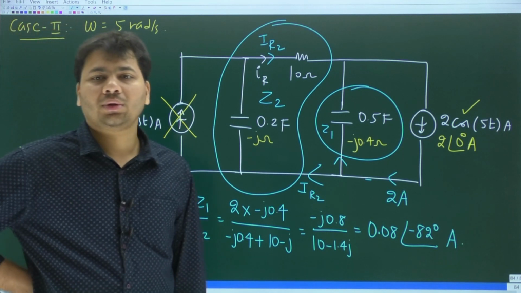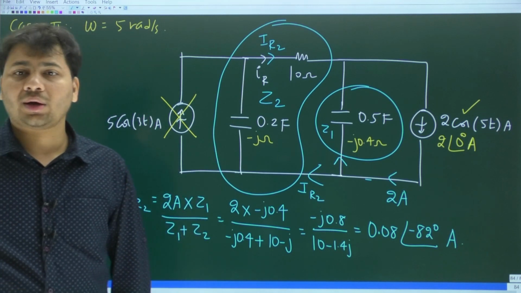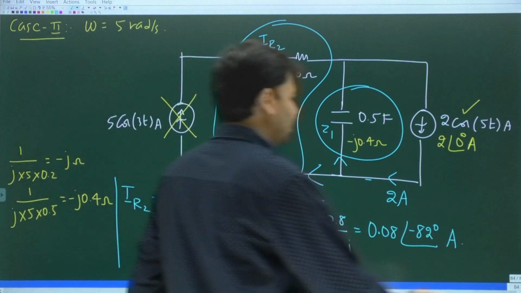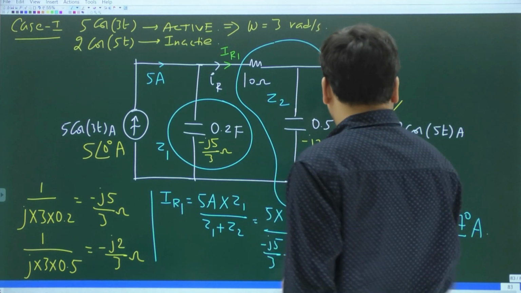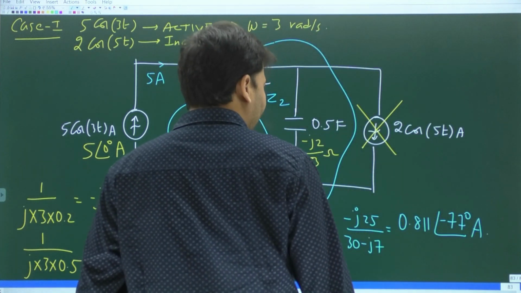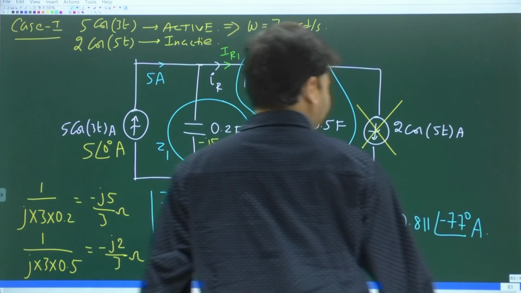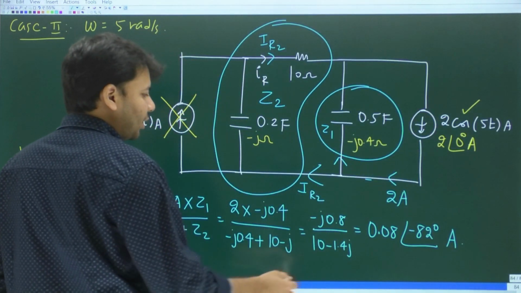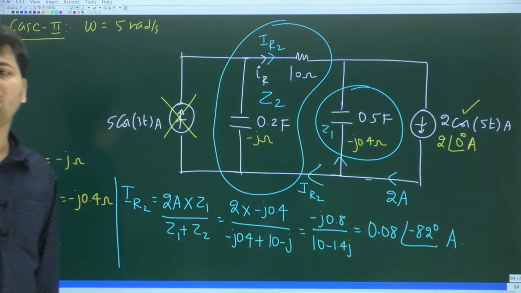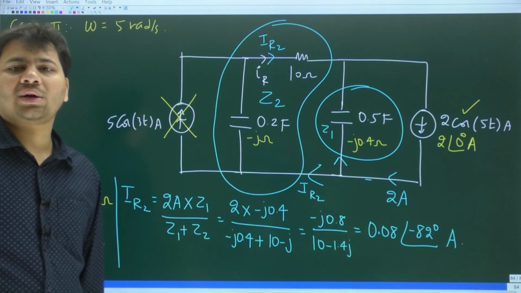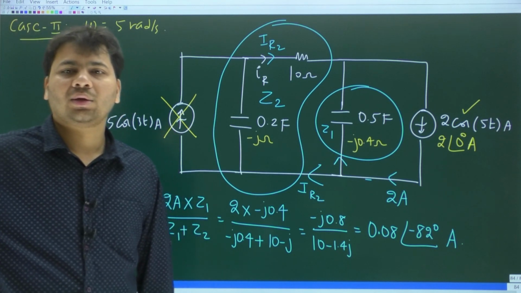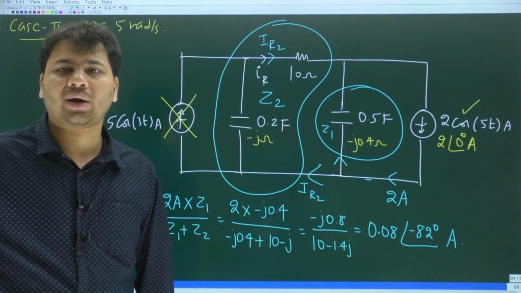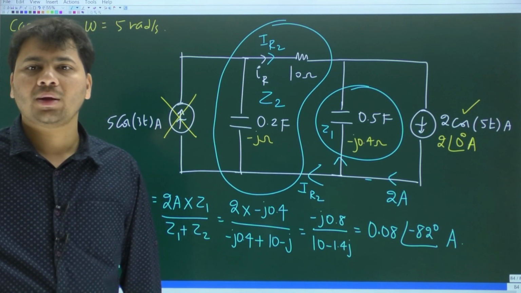These are the two current components through the 10 ohm resistor. Previously we found IR1 to be 0.811 at an angle minus 77 degrees, and now we find the current through 10 ohms as 0.08 at an angle minus 82 degrees. So what is the net current flowing through the 10 ohm resistor? Can we add the two phasor currents IR1 and IR2?